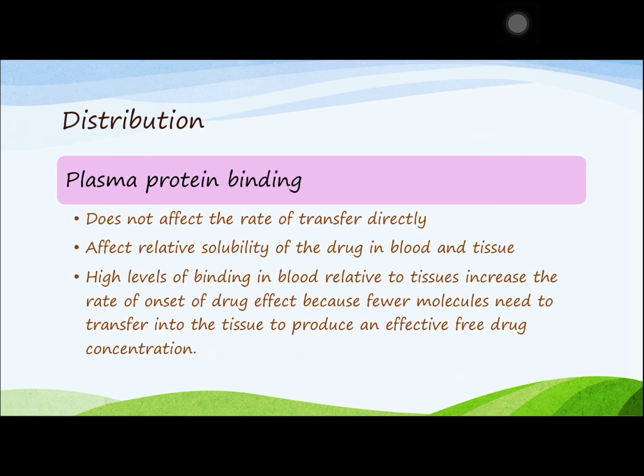Plasma protein binding does not affect the rate of transfer directly, but affects relative solubility of the drug in blood and tissue. High levels of binding in blood relative to tissue increase the rate of onset of drug effect because fewer molecules need to transfer into the tissue to produce an effect-free drug concentration. The more soluble the drug, the longer the time of onset and the larger the dose required.